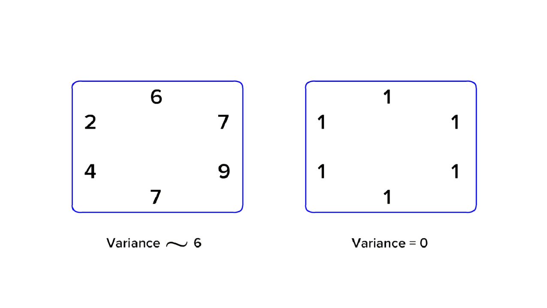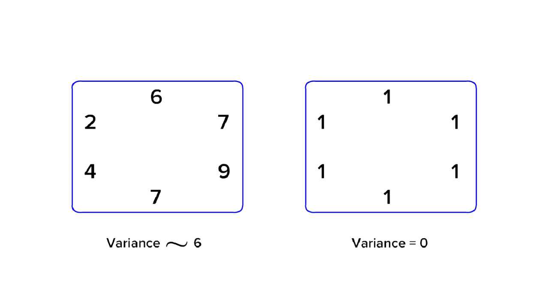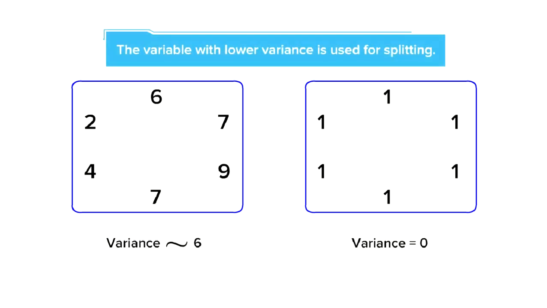Now consider one more node. As all the values in this node are the same, the variance of this node will be 0. So if we compare the variance values here, we can infer that a lower value of variance is leading to more pure nodes, whereas a higher value of variance is leading to more impure nodes. So we can choose the variable with lower variance for splitting. As we have discussed, it is used when we have a continuous target.